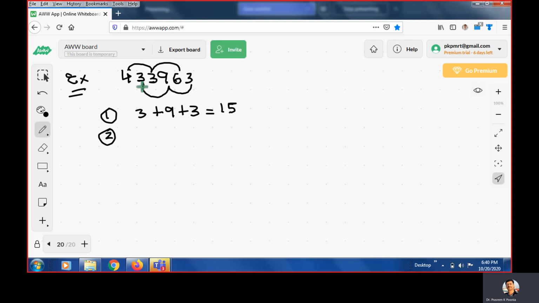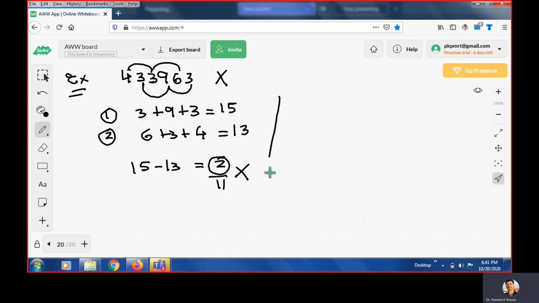And if we find the sum of even places, 6 plus 3 plus 4, the answer is 13. Clear? Find the difference. 15 minus 13 and the answer is 2. Clear? And 2 is not divisible by 11. Clear? So this number is not divisible by 11. Please listen here. We will find the sum at odd places, sum at even places. Clear? If the difference is divisible by 11, then it is divisible, otherwise not divisible.